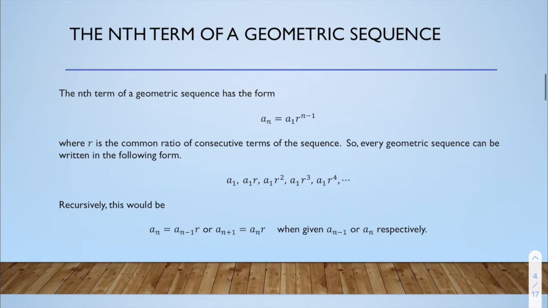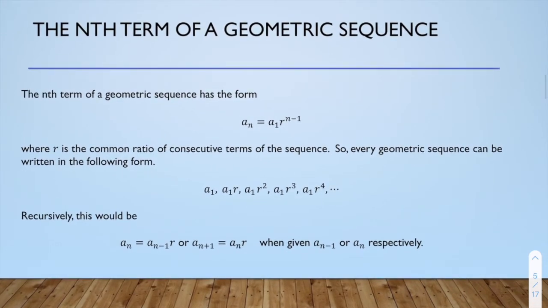Now let's go back to geometric sequences and talk about the nth term of a geometric sequence. The nth term of a geometric sequence has the form a sub n is equal to a1, which is the first term, times r, which is the common ratio, raised to the n minus 1 power. So every geometric sequence can be written in the following form: a1, a1 times r, a1 times r squared, a1 times r to the third, and a1 times r to the fourth, and so on. Recursively, we can find a sub n if we knew what a sub n minus 1 is by saying a sub n minus 1 times r gives a sub n, or we can find a sub n plus 1 if we know what a sub n is.